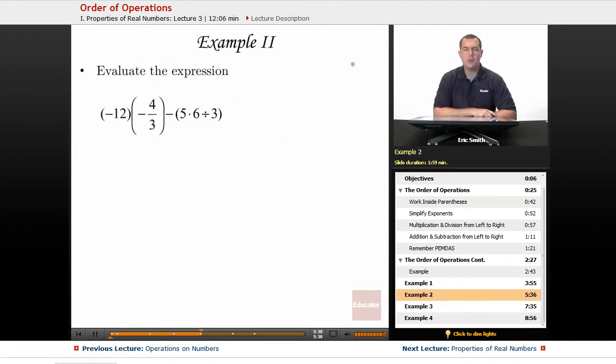In this next one, we want to evaluate negative 12 times negative 4/3 minus 5 times 6 divided by 3. Okay, so let's get our roadmap.